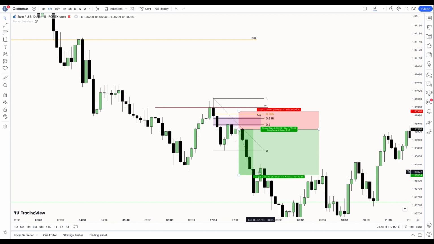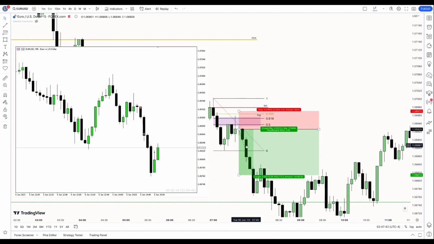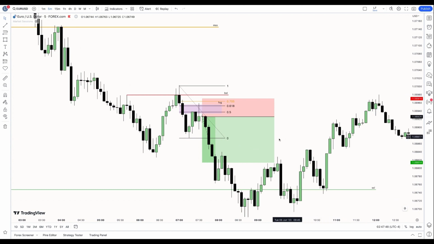I took my full position off here. I was trailing my stop loss and taking partial profits along the way. We can see that price eventually made its way down to the 1 hour sell side liquidity, but I decided to take my full trade off because I was just following my trading plan. So trade according to your trading plan, not your emotions.